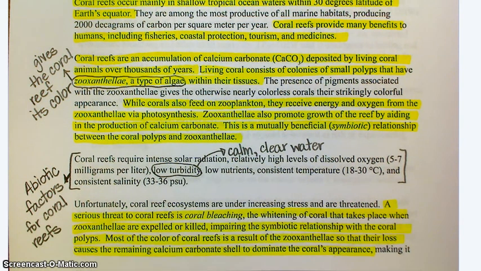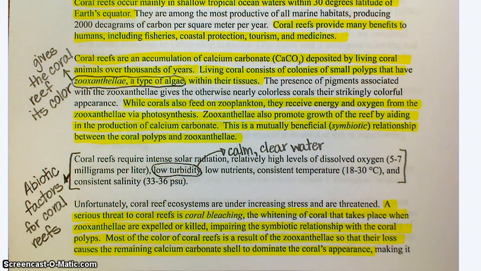Okay, so just make sure you highlight what I highlighted, that a serious threat is coral bleaching, which is the whitening of the coral that takes place when the zooxanthellae, the algae, are expelled or killed. And this is a big deal because it impairs that symbiotic relationship. A symbiotic relationship, remember, is a relationship where both parties benefit. So there's a benefit to the coral with this relationship with the algae, but there's also a benefit to the algae being in relationship to the coral.